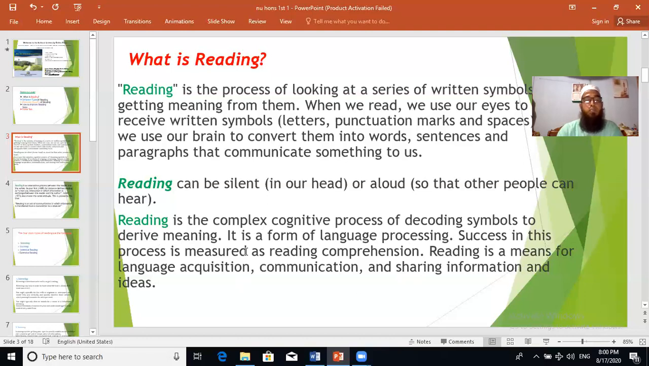Success in this process is measured. How do we measure reading skills? We know there is reading comprehension passages. That is the meaning here. Success in this process is measured as reading comprehension. Reading is a means for language acquisition, communication, and sharing information and ideas. So reading is a way. We read for language acquisition. We read so that we can make better communication. We read so that we can share our information and ideas.